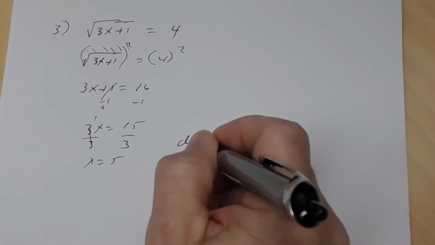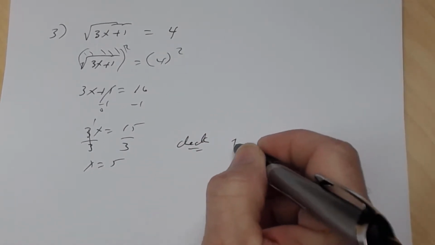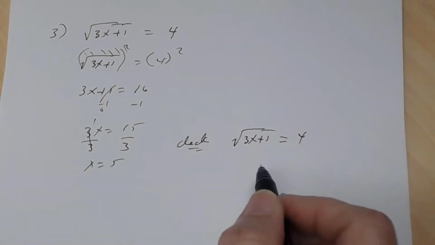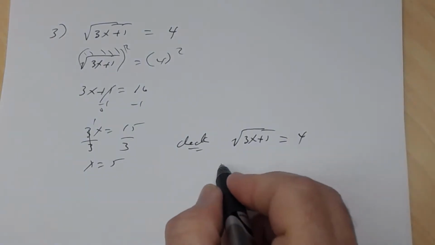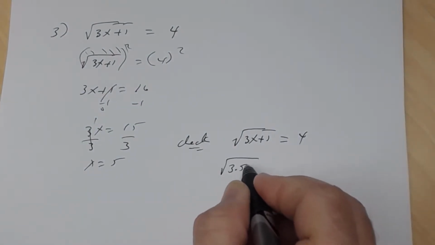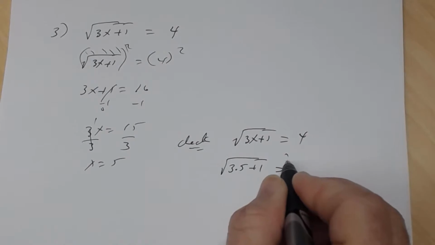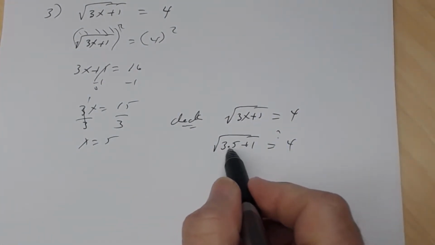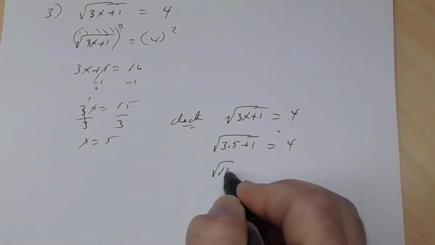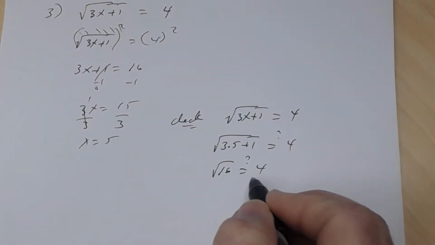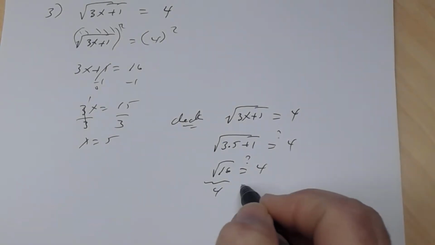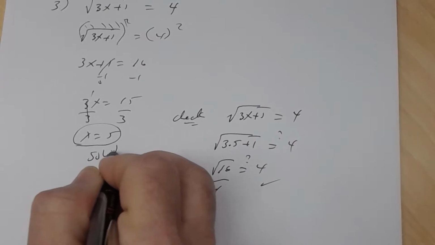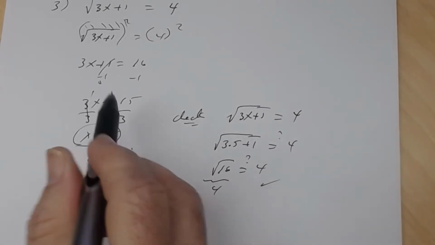So if I check, go back to the original now. Square root of 3x plus 1, I want to see if that's going to equal 4 when I substitute 5 for x. So let's see what we get. 3 times 5 plus 1, I want to see if that's going to equal 4. That's what you got to check for. Well, 3 times 5 is 15. 15 plus 1 is 16. So I got the square root of 16. And the question is, is that equal to 4? And the answer is yes. Square root of 16 is 4. 4 equals 4. So this is your solution. This proposed solution is a solution to the original.